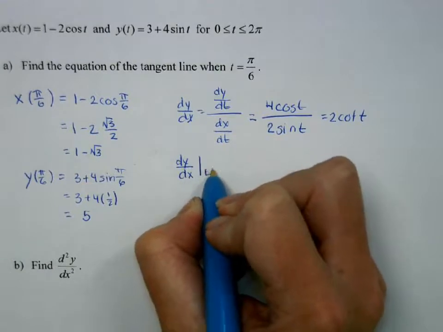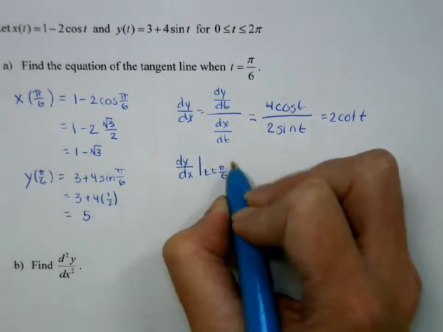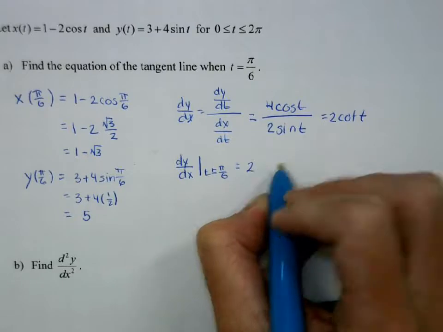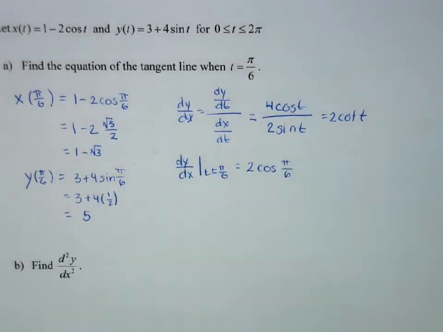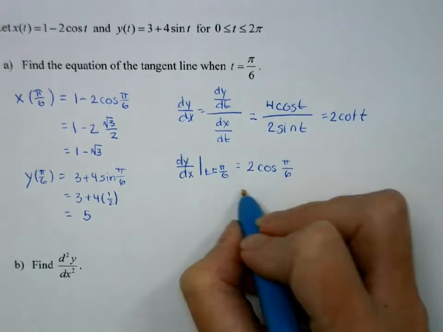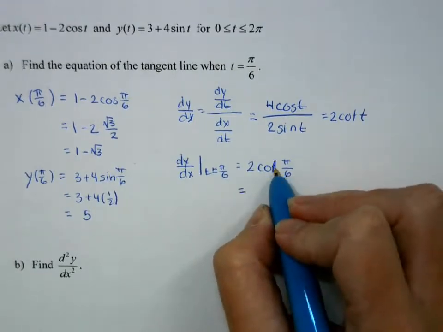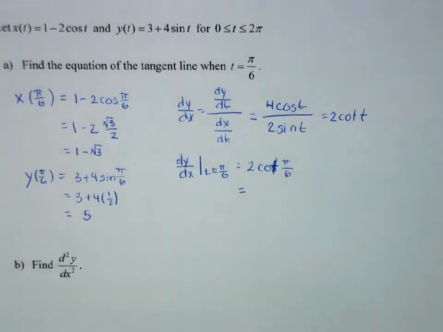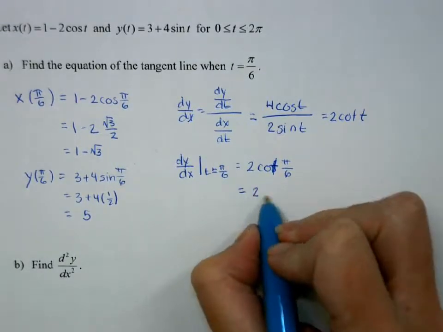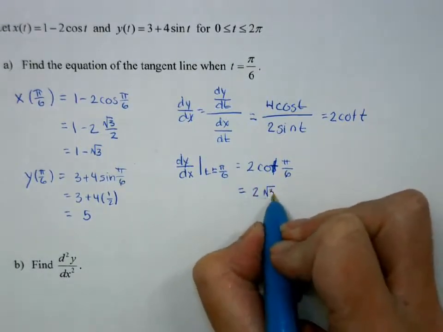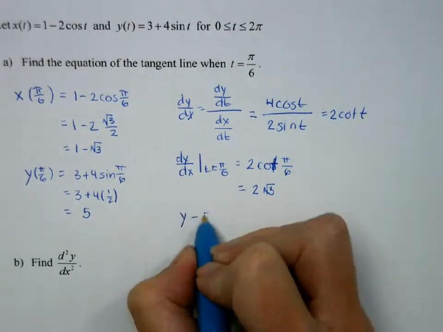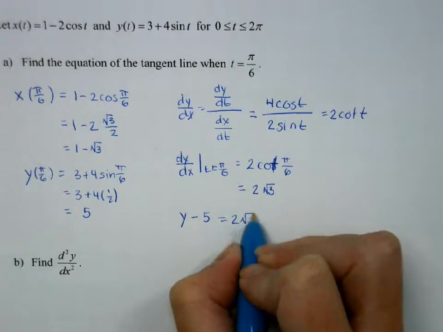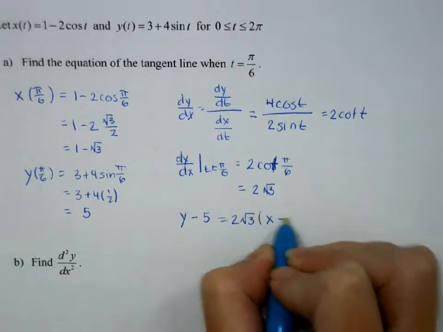For pi over 6 it is going to be 2 cotangent pi over 6. Okay. So cotangent, not cosine. Cotangent is the x value over the y value, which is going to be root 3 over 2 over 1/2. So just root 3. And you can use a unit circle again. So we have y minus 5 equals 2 root 3 times x minus 1 minus root 3.